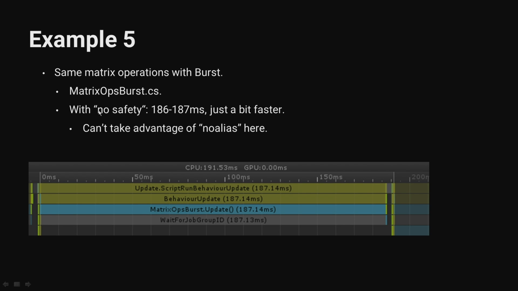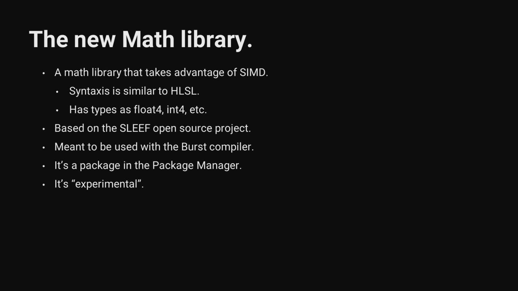And in this case, that no safety optimization that worked great on the previous example, this time basically didn't have any effect. So that's why I was telling you that it will not always work that way. It's because of aliasing, it depends on the layout of the data, and in this case, it was not applicable. But we can improve that with the new math library.